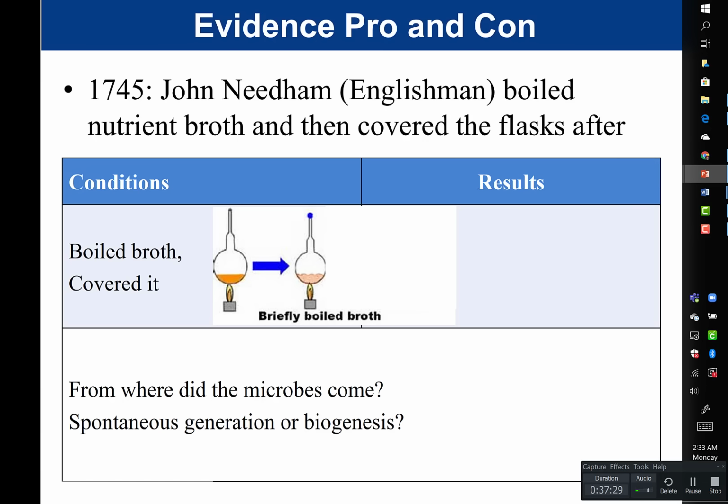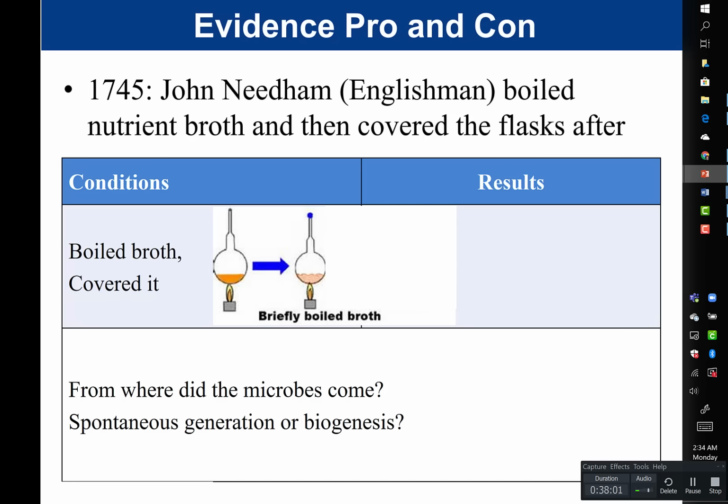So people still didn't believe that based on Redi's experiment. And so they said, well, maggots can't come from nothing. That's too advanced. That doesn't work. But things that are more simple could still do spontaneous generation. So in 1745, an Englishman by the name of John Needham boiled nutrient broth and then covered the flask.